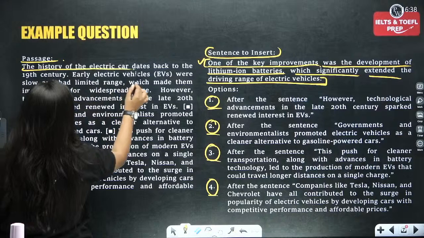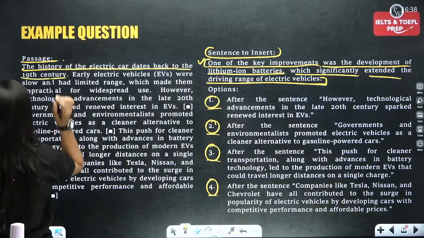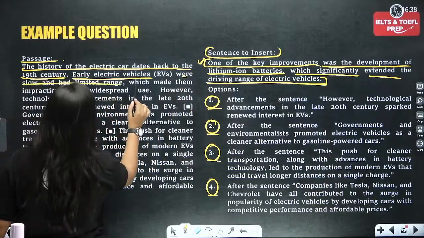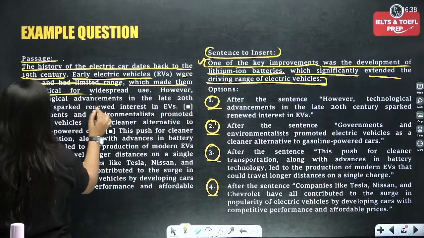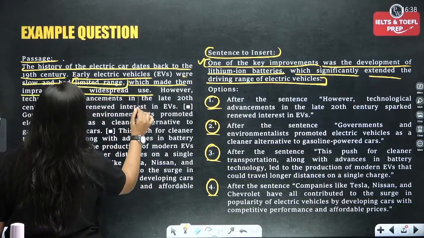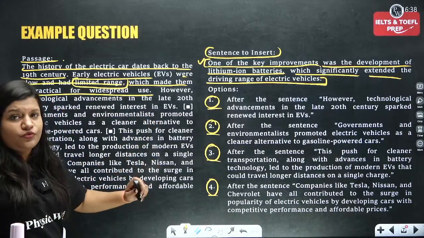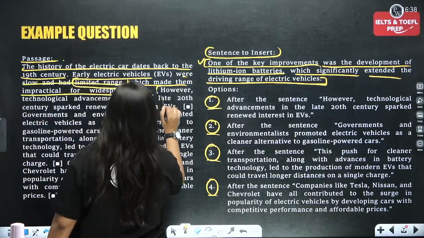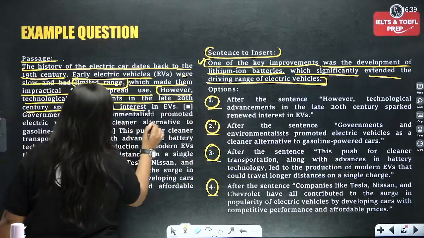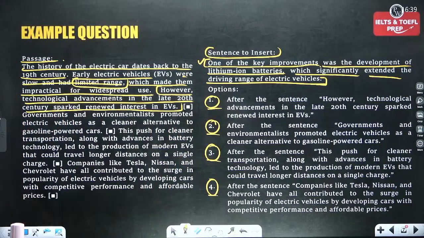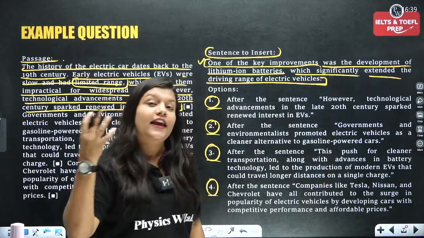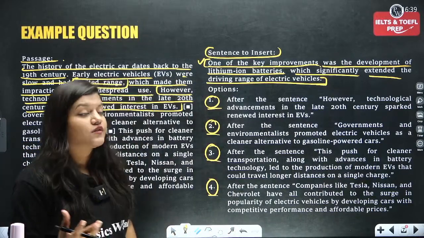The history of the electric car dates back to the 19th century. Early electric vehicles, EVs, were slow and had limited range, which made them impractical for widespread use. So earlier, because of the limited range, they were impractical for major usage, at a macro level. However, technological advancement in the late 20th century sparked renewed interest in EVs, electric vehicles.